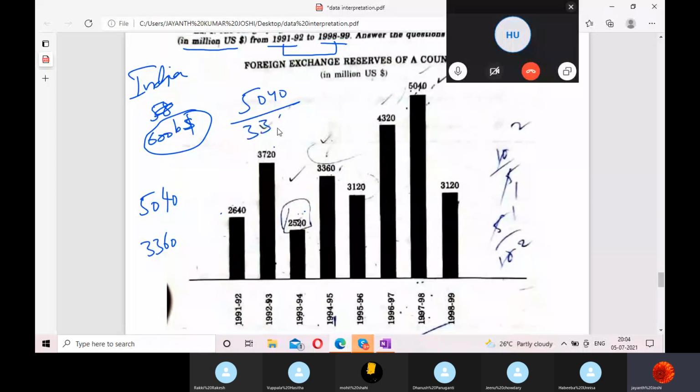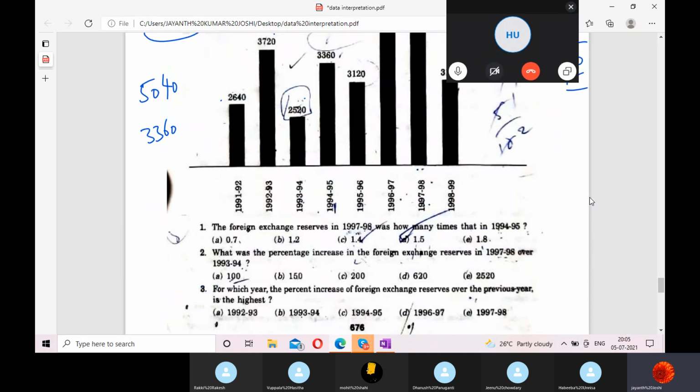5040 divided by 3360. You make them decimal points: 50.40, I'll take 50; 33.60, I'll take 34. Any problem? Anyone has got any problem? Please tell me. There is no issue now. Correct? Now 50 by 34 is how much? In fact, 5 by 3 is how much? I am getting 1.6 something. Correct? Please tell me.